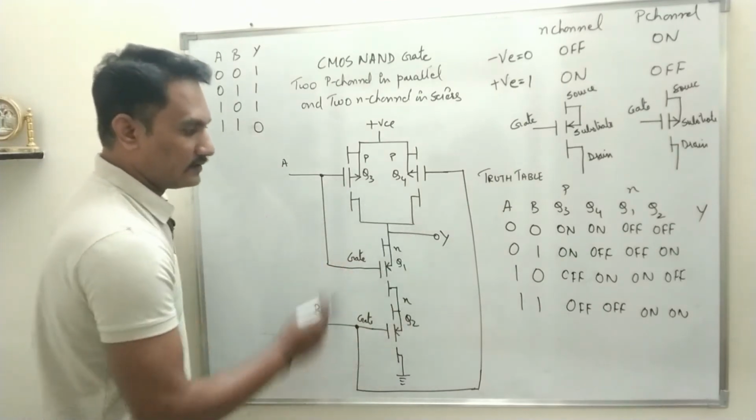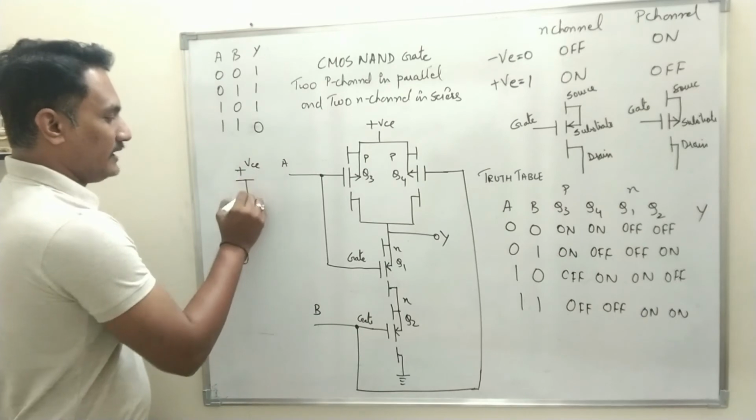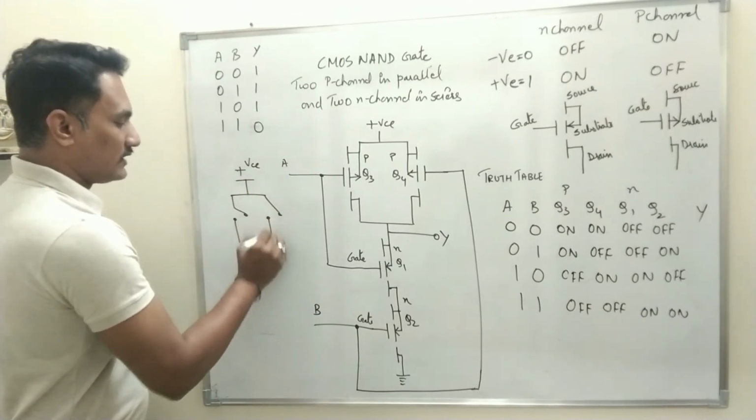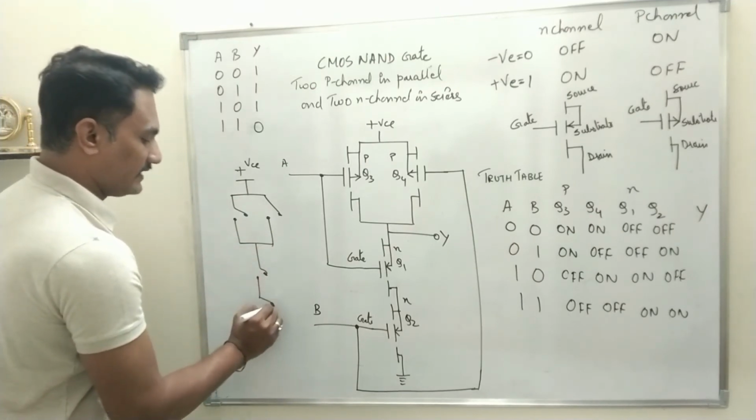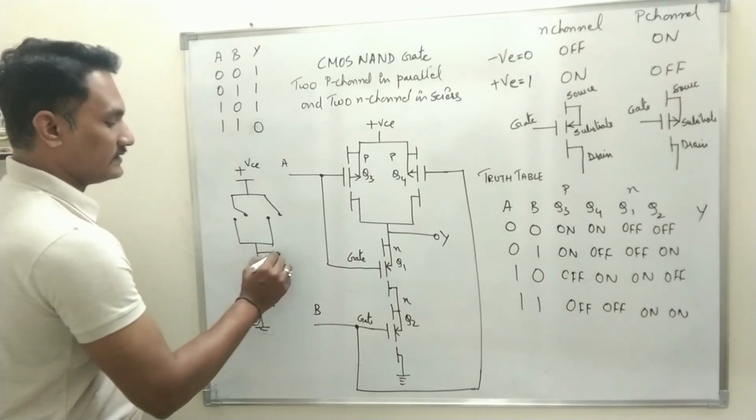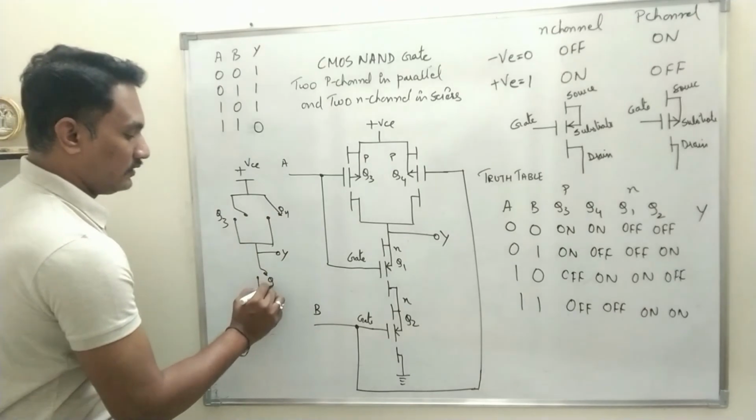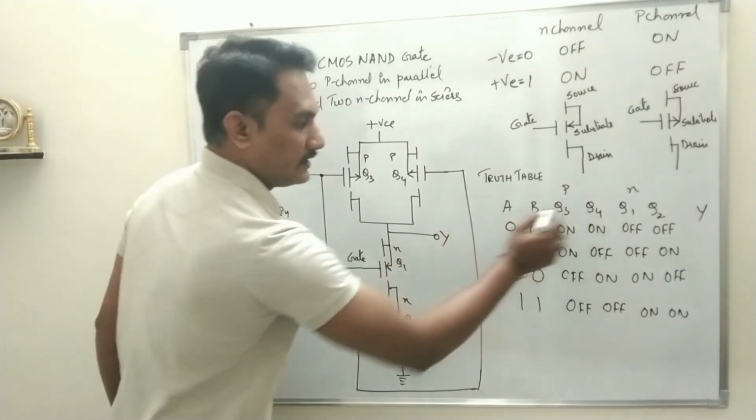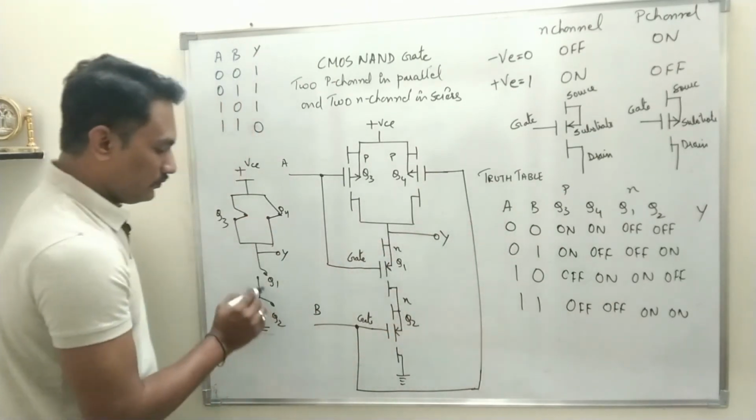In the exam you will draw this circuit only. So this is the positive supply, two transistors connected in parallel which are acting as switches, and two transistors connected in series. This is Y, this is Q3, Q4, Q1, Q2. Now check the first condition: Q3 and Q4 both are on, whereas Q1 and Q2 both are off.